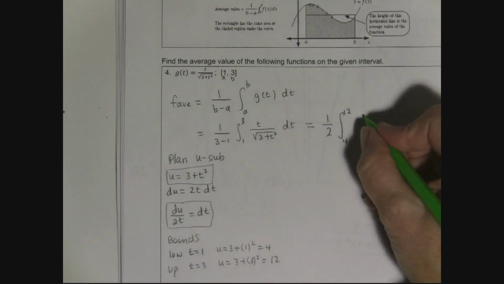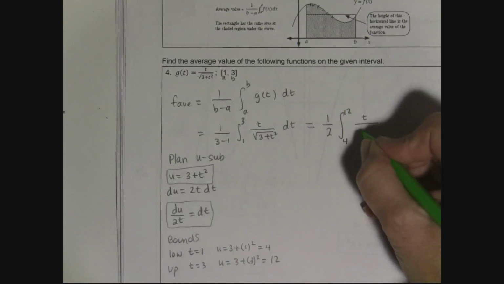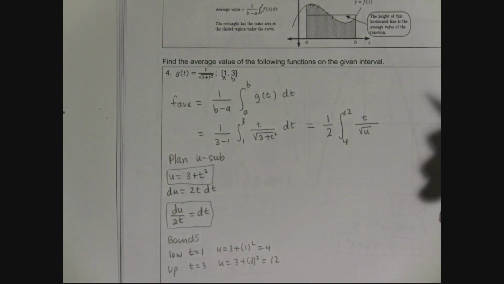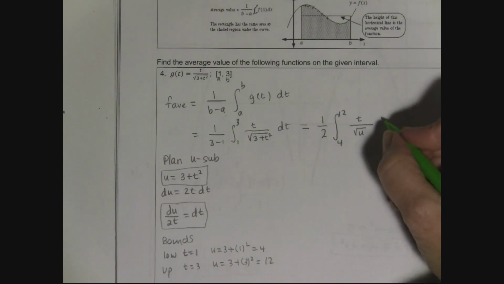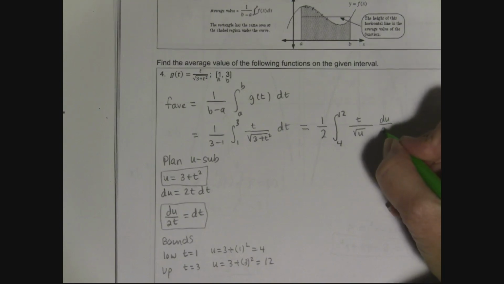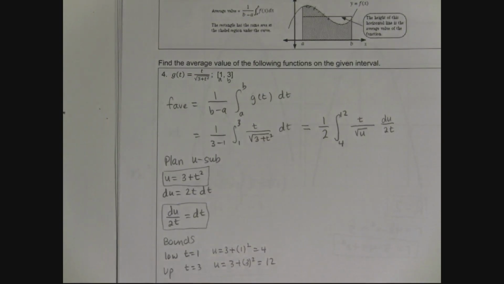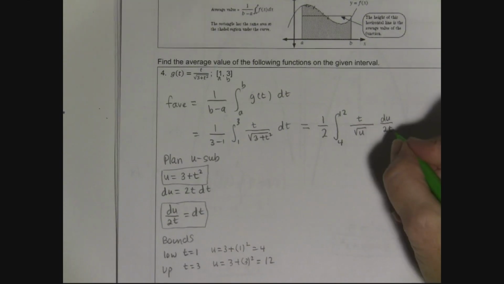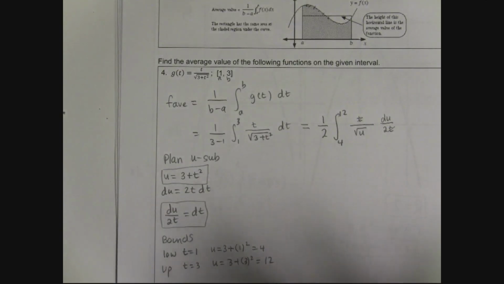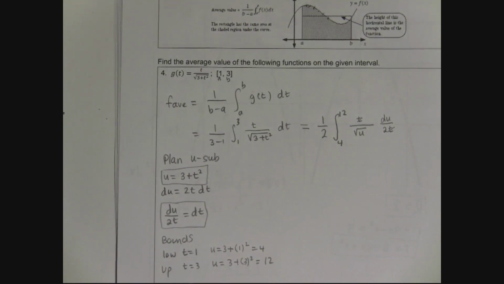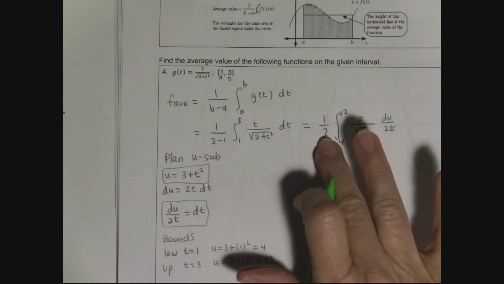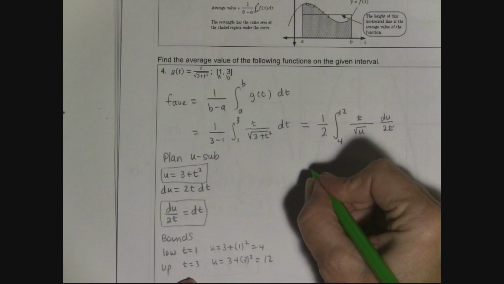I have this t up here in the top. I have the square root of u in the denominator. And I have that dt is du over 2t. And the t's cancel, and if they didn't, I would be like, what am I going to do? And so the t's cancel, and they're gone, and so all I have is u's, which is good. And that 2 is in the denominator, and I have a 2 already in the denominator. So that's going to make 1/4 out here in the front.